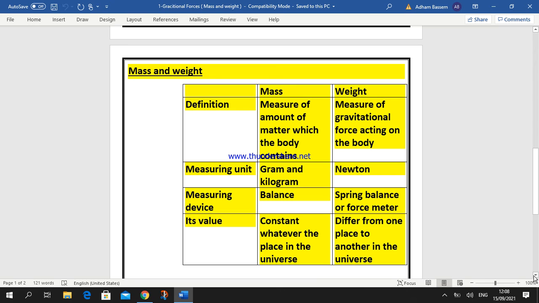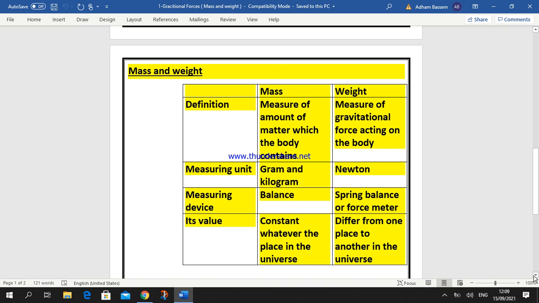Where the mass is the amount of matter that the body contains, okay? And we use a balance scale as a device for measuring mass, okay? And the measuring unit suitable for mass is gram or kilogram, where gram is suitable for small masses, okay? And kilogram is suitable for large masses. Again, mass is the amount of matter that the body contains. It is measured by a balance scale device, and its measuring unit is gram or kilogram, where gram is suitable for small masses while kilogram is suitable for large masses, okay?